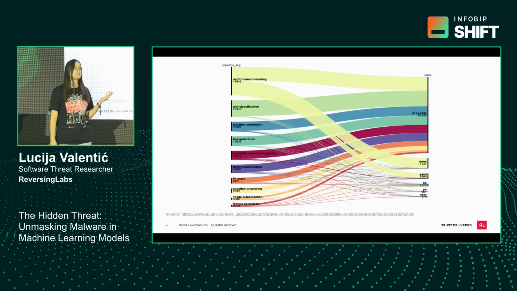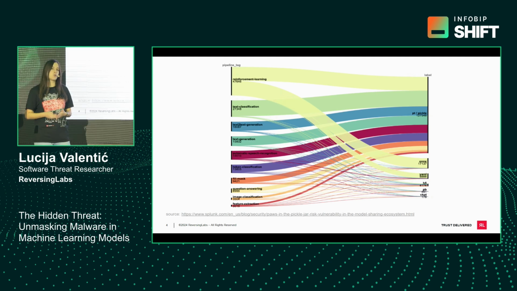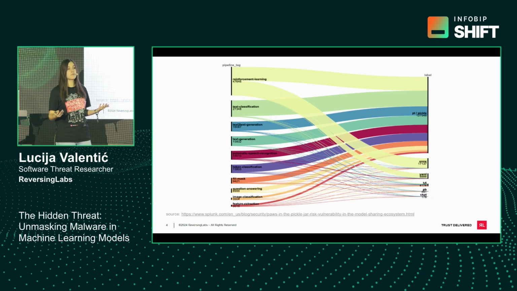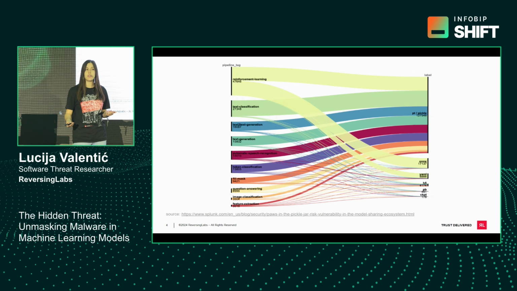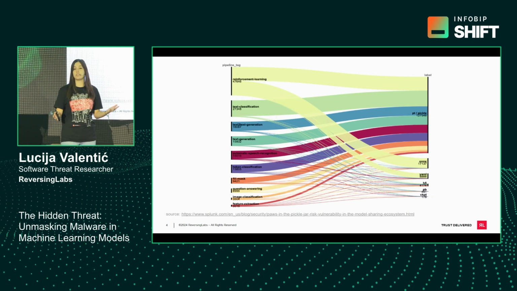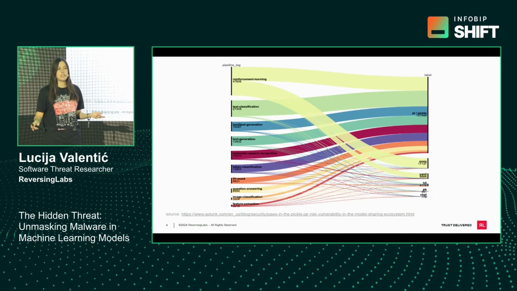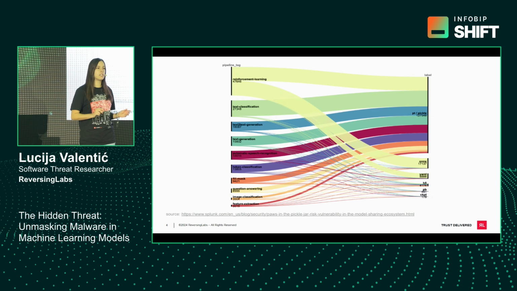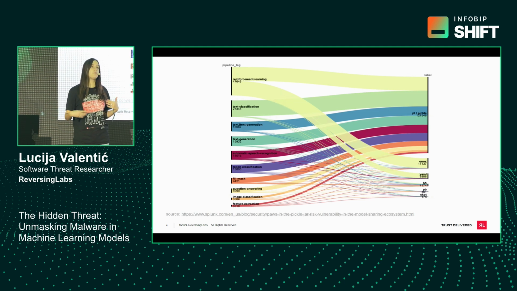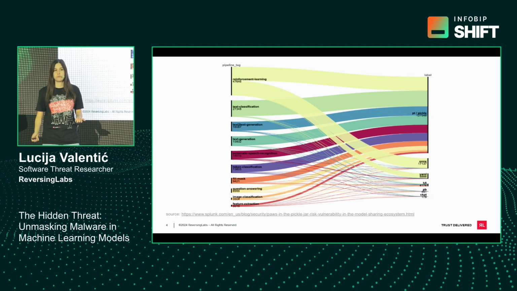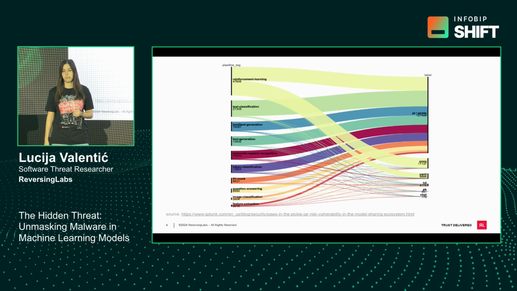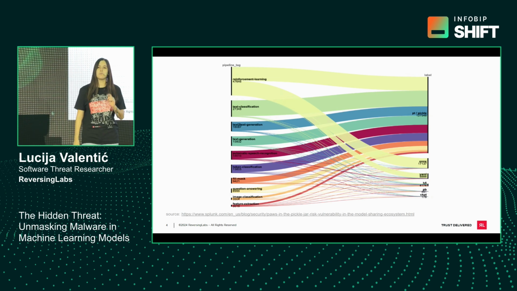Last year, Splunk did research on the risks and vulnerabilities of machine learning models, since a lot of people started using them. They focused on Hugging Face, since Hugging Face is the most famous one. And what they found out is that the majority of models on Hugging Face are pickle models. That is a bit concerning, since pickle is unsafe. It can be abused to execute arbitrary code, including malicious code as well. But we'll get into that a little bit later.